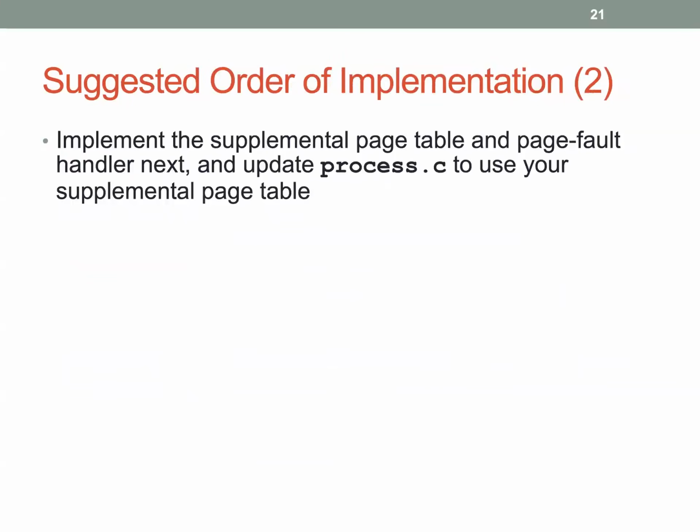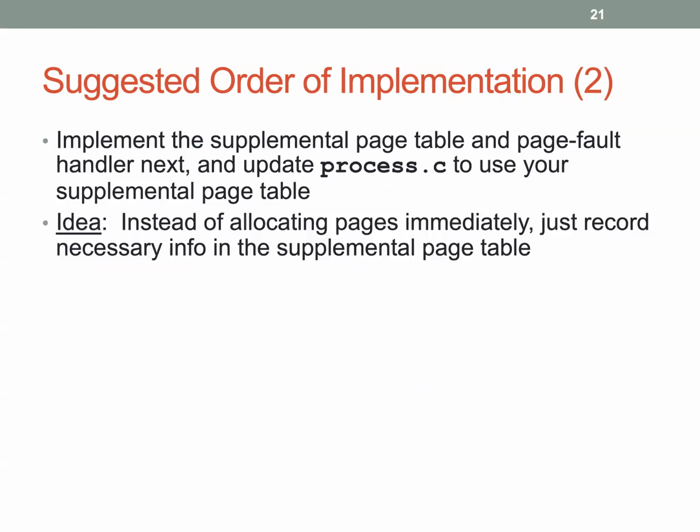Okay, then you implement the supplemental page table. You set up your supplemental page table entries, recording what should go in each page, but you don't actually load it. You set up your fault handler to load. So basically, some of the code in process.c that loads the contents of the virtual pages into the frame, you're moving that now into your fault handler. So you're refactoring a little bit, okay?